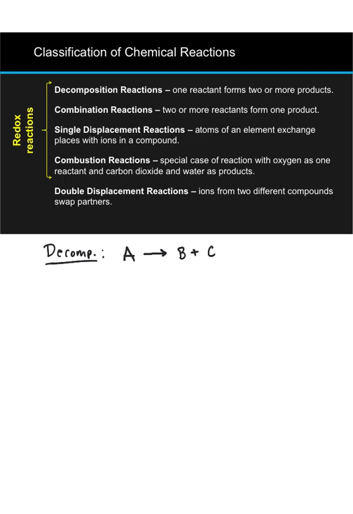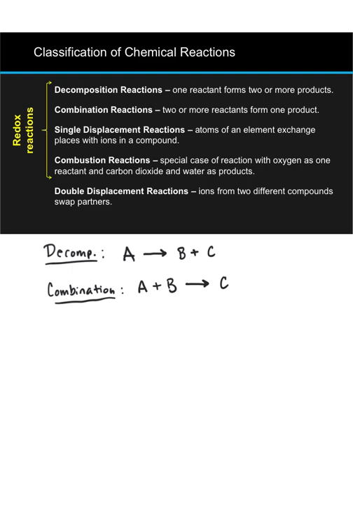The reverse of this process is a combination reaction, where two or more reactants get together to form a single product. In a combination reaction, a generic reaction might look like this. Two reactants, say A plus B, get together to form a singular product, maybe C.